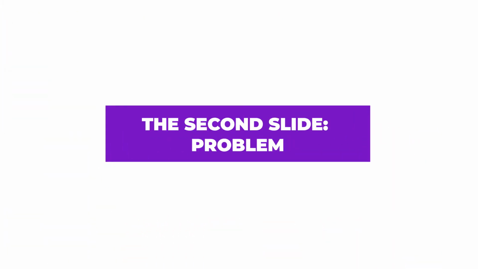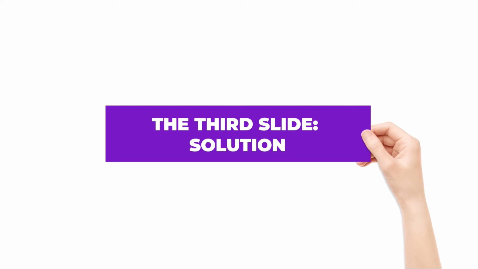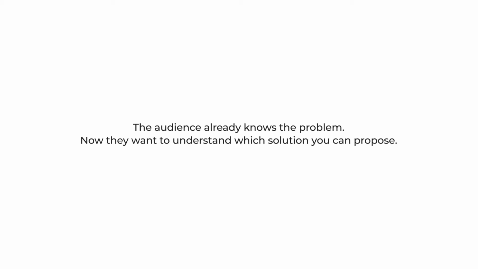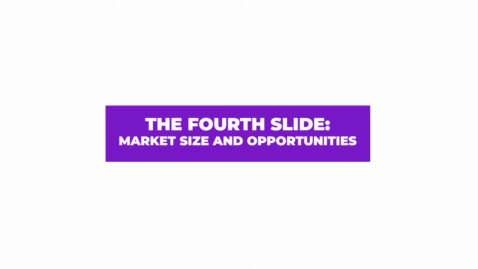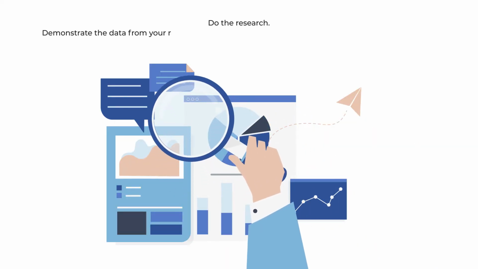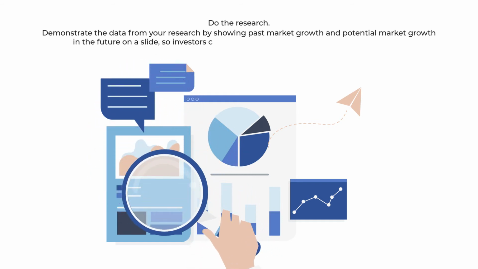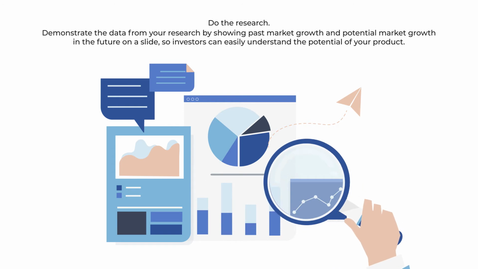The second slide, problem. A startup idea is always about solving a particular problem. You need to describe the problem on the second slide of a pitch deck. The third slide, solution. Okay. The audience already knows the problem. Now they want to understand which solution you can propose. The fourth slide, market size and opportunities. Do the research. Demonstrate the data from your research by showing past market growth and potential market growth in the future on a slide, so investors can easily understand the potential of your product.